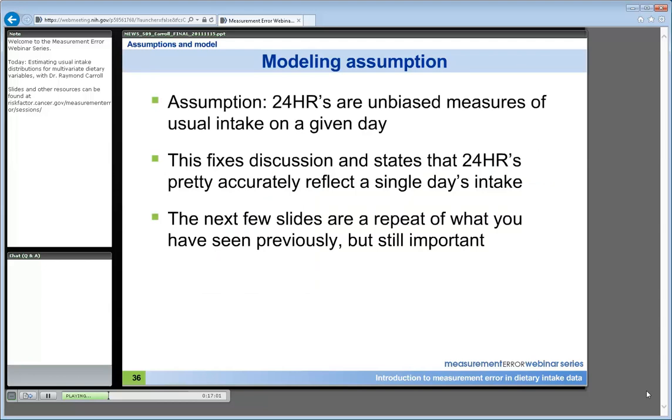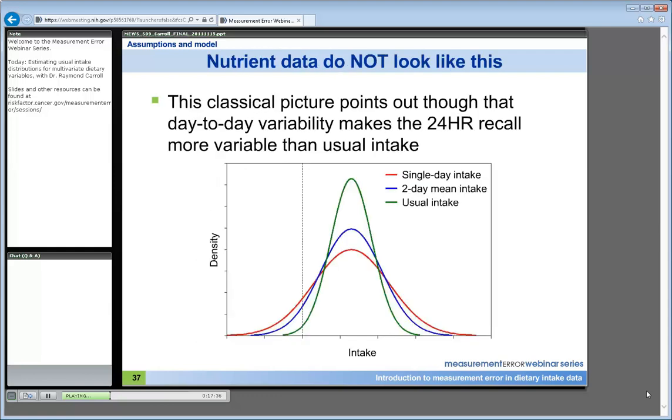Our assumption is that 24-hour recalls are unbiased measures of usual intake on a given day. It makes the discussion statistically feasible, and it basically states that a 24-hour recall pretty accurately reflects a single day's intake. But what we want to do is take into account the day-to-day variability. I'm going to repeat a few slides that you've seen previously, at least in Janet Tooze's talk, but they're still important and useful to remember.